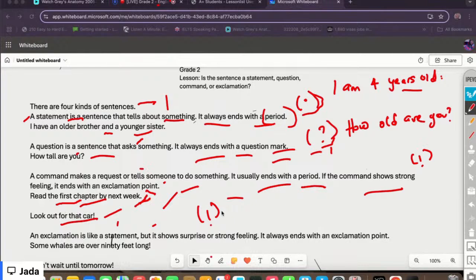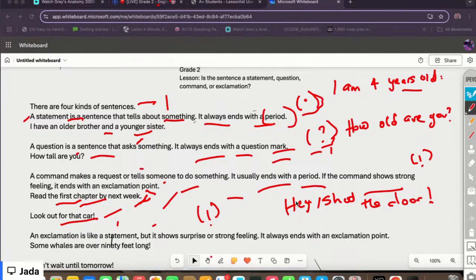We can have some more examples, like, hey, shut the door. If I say, hey, shut the door, I could be raising my voice and I'm telling you to shut the door. So the person is raising their voice, saying shut the door, giving a command. Then it ends with an exclamation.